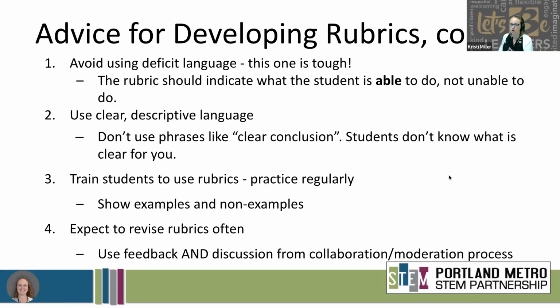Also, this one's hard. Number 1 up here is hard. Avoid using deficit language. When you get down to the 2 and the 1 description, it's easier, honestly, to talk about what the student can't do. I will be really truthful there. It's a lot easier to say the piece of evidence doesn't have this, or they didn't do that. Try instead to say what an evidence piece that is a 2 would have. And often the descriptions are not as long because the evidence doesn't have as many things, right?